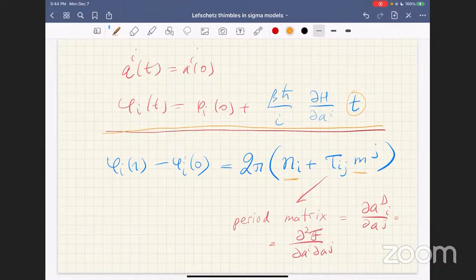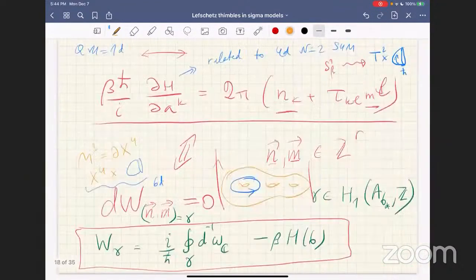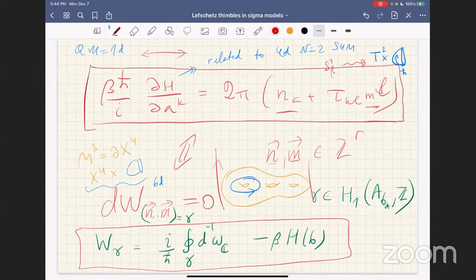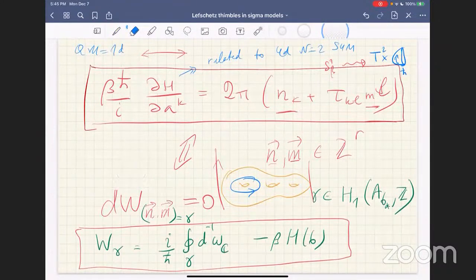And so we arrive at the following conclusion, that this combination, beta h over I times the derivative of the Hamiltonian with respect to the action variable, should be equal to 2 pi times an integer plus tau times a second integer. Now, this condition can be rewritten as the condition of having a critical point for the so-called superpotential function, which can be invariantly written as simply the period of the canonical differential over a cycle in the fiber, minus beta times the Hamiltonian, which is a function on the base.